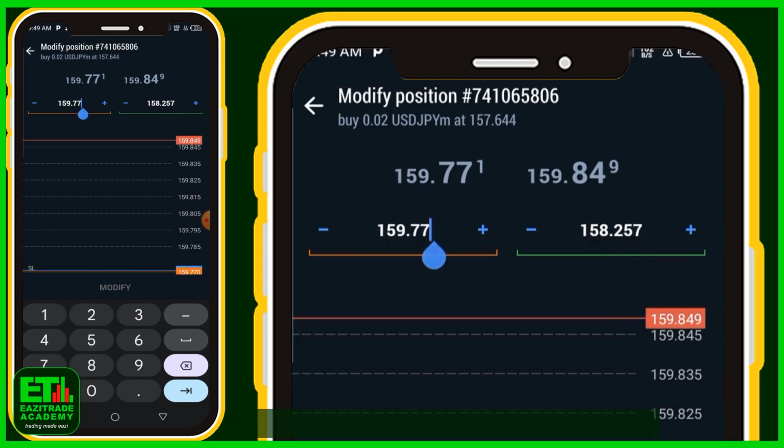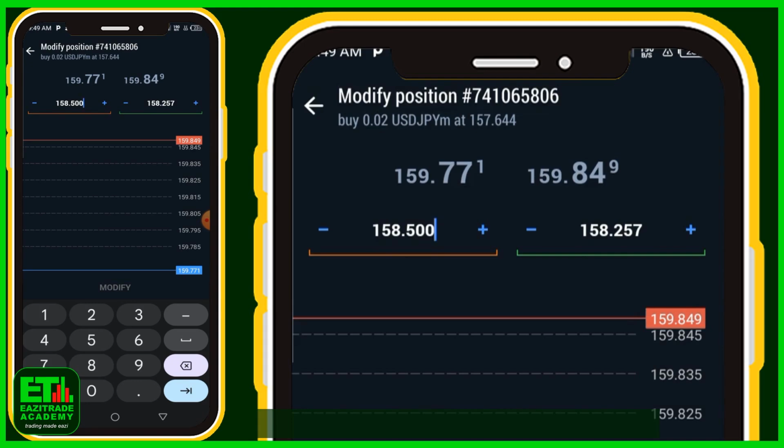Once you click on modify, you enter the take profit as seen in the signal group, which is 158257, and stop loss 158500. Note, if it's a sell, the stop loss must be higher than the entry price. If it's a buy, the stop loss must be lower than the entry price.